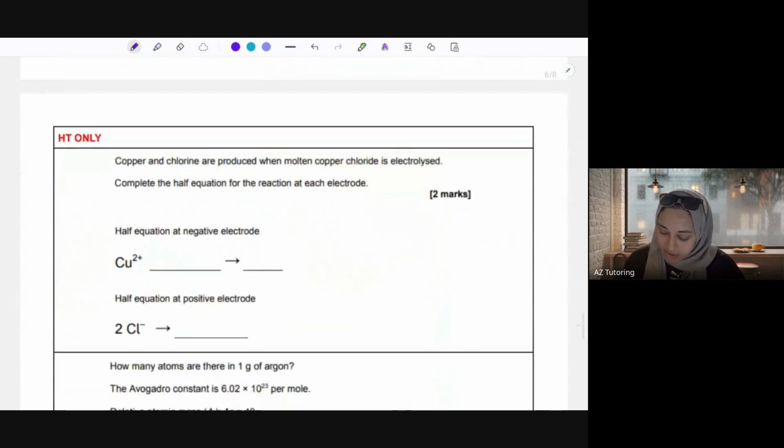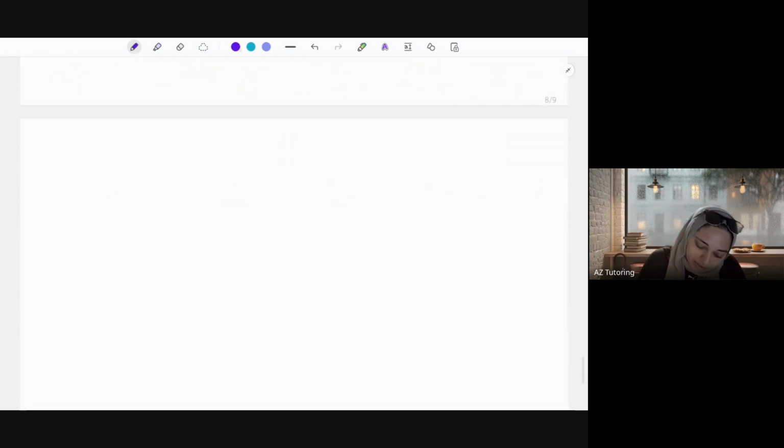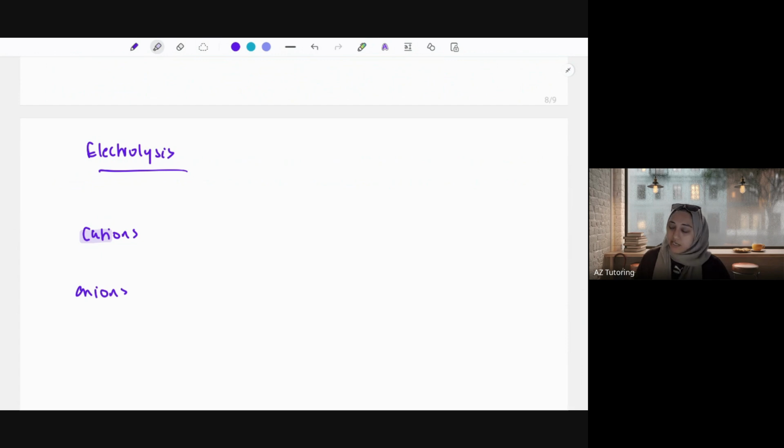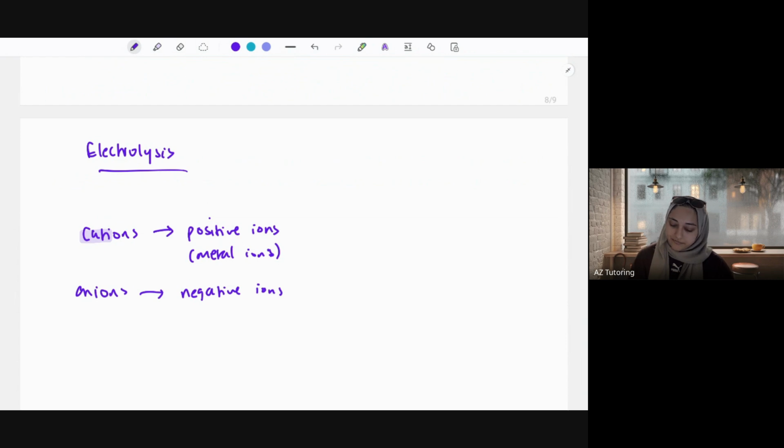There's one important aspect of electrolysis that everyone gets confused by. There are a few different words that you need to know. You've got cations and you've got anions. Now, if you like cats, you can think of cations as the positive ones. These are the positive ions, and we know that positive ions are metal ions. So if cations are positive ions, anions are negative ions, just the opposite.